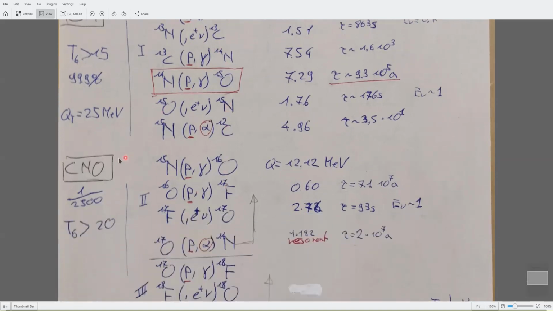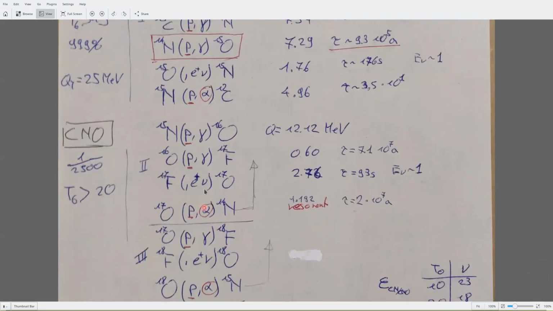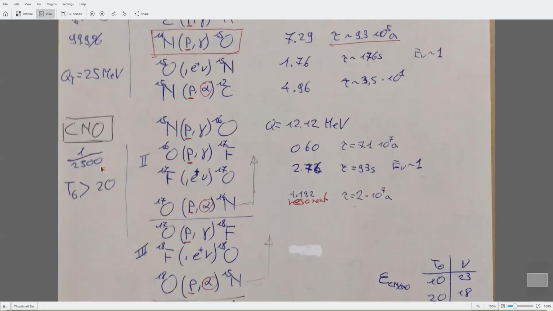There is also the cycle with the CNO, which makes more use of oxygen. As we see, it needs a temperature a little higher, 20 million, but it is definitely less probable, one every 2,000 or 3,000 times. Also because you have more massive nuclei, so the atomic number is higher, and it is more complicated. It produces less energy at the end, but it's quite similar. This is peculiar, it is resonant.